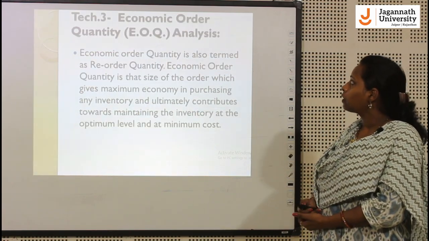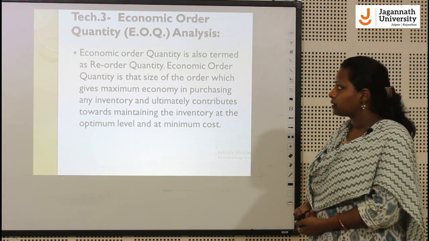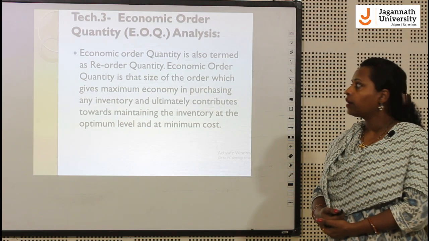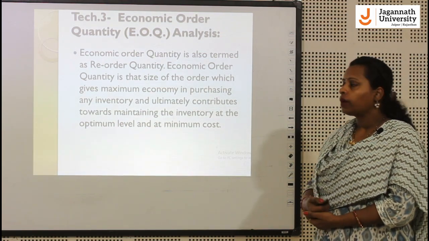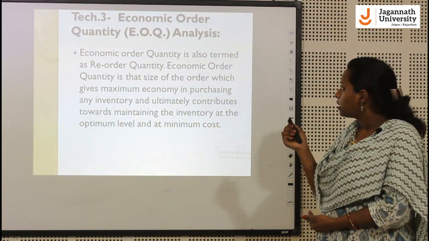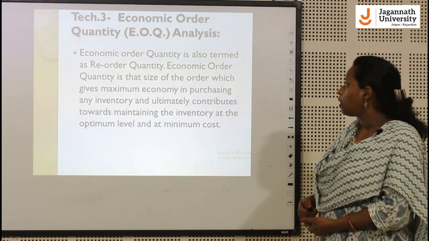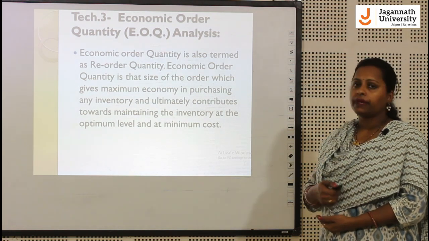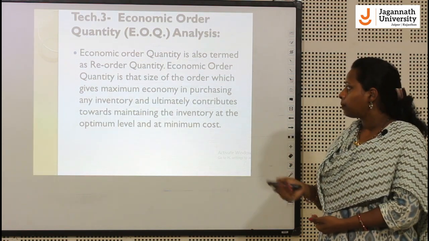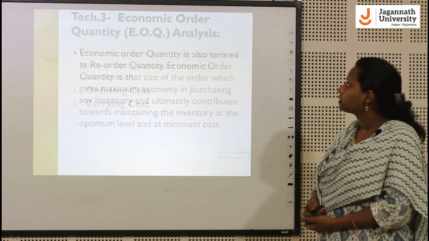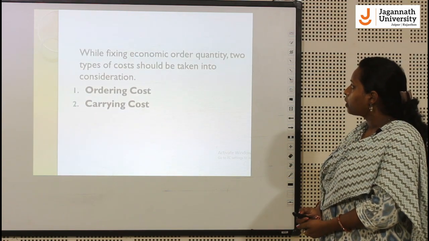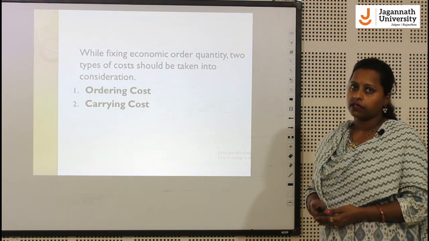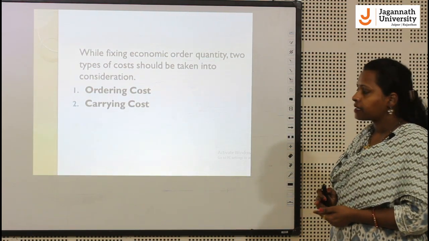Now the third technique is economic order quantity, that is EOQ analysis. Economic order quantity is also termed as reorder quantity. Economic order quantity is that size of the order which gives maximum economy in purchasing any inventory and ultimately contributes towards maintaining the inventory at optimum level at minimum cost. While fixing economic order quantity, two types of cost should be taken into consideration. The first one is ordering cost and the second one is carrying cost.